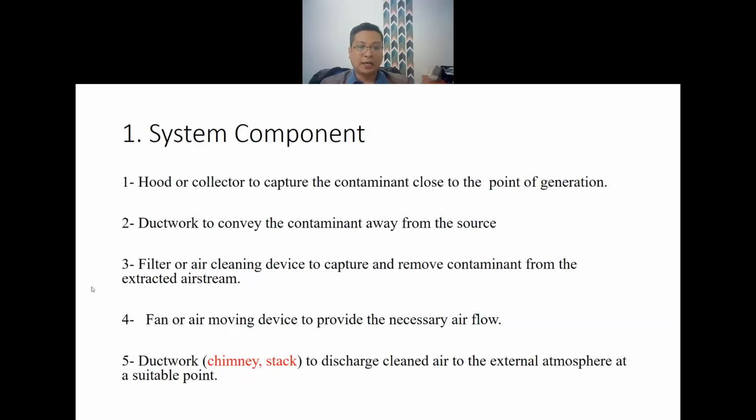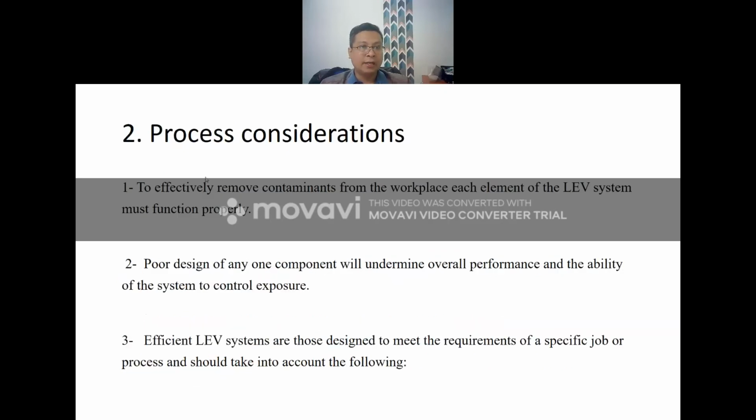This one is the cycle with the 5 components working, and then a process consideration.